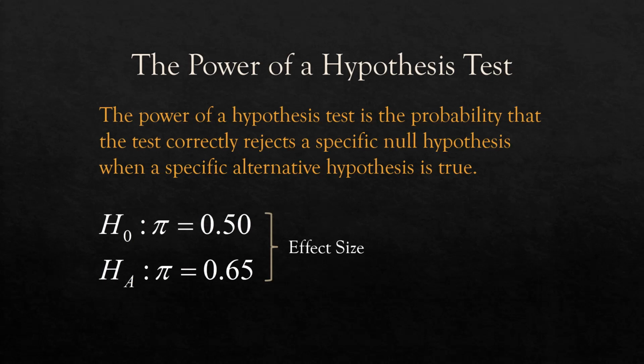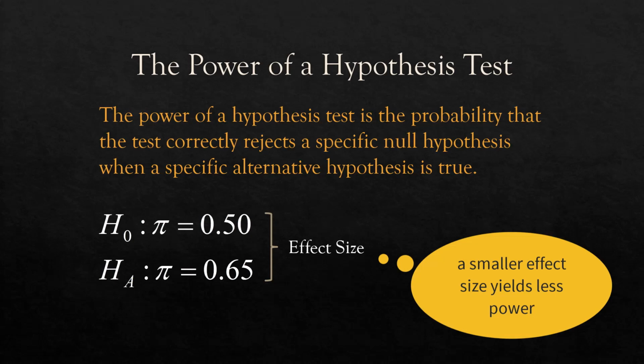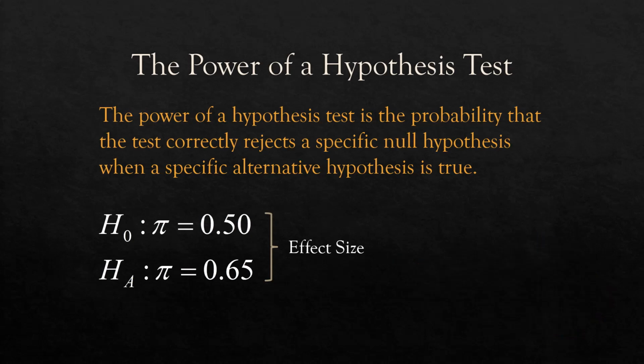Now, effect size is going to affect power. We could have set pi to be 0.60. That still would have been an alternative hypothesis above our null hypothesis of 0.50, but the effect size would not have been as large, and consequently, the power would not have been as large. When we have a larger effect size, we have more power. But effect size is not the only thing that influences power. The sample size influences power. The more observations we're able to make, the higher our power will be, all else being constant. That is, if we keep that effect size at 0.65 and increase the sample size, we're increasing our power.